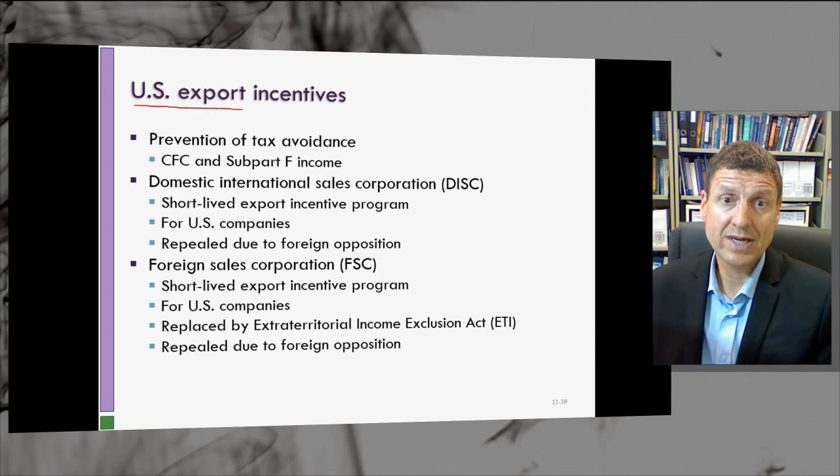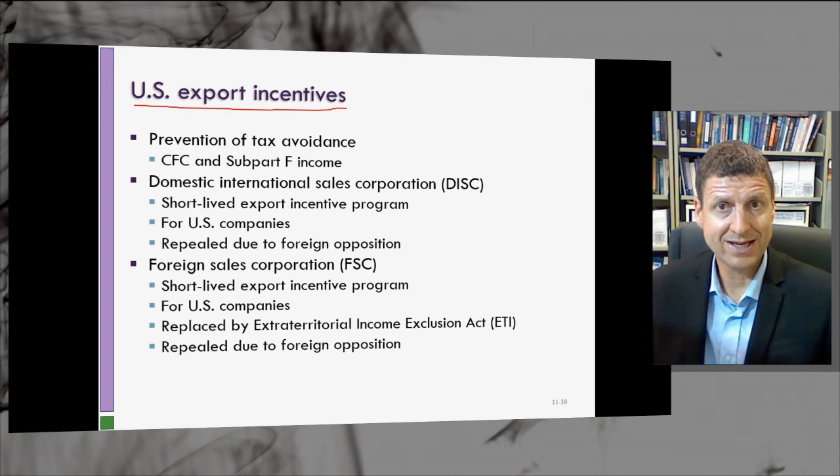There is also US export incentives. This is to encourage companies to grow domestically and to export globally, and not just outsource everything offshore. And again, there's the prevention of tax avoidance in this case. So there's clauses in the foreign controlled entity in the subpart F income.